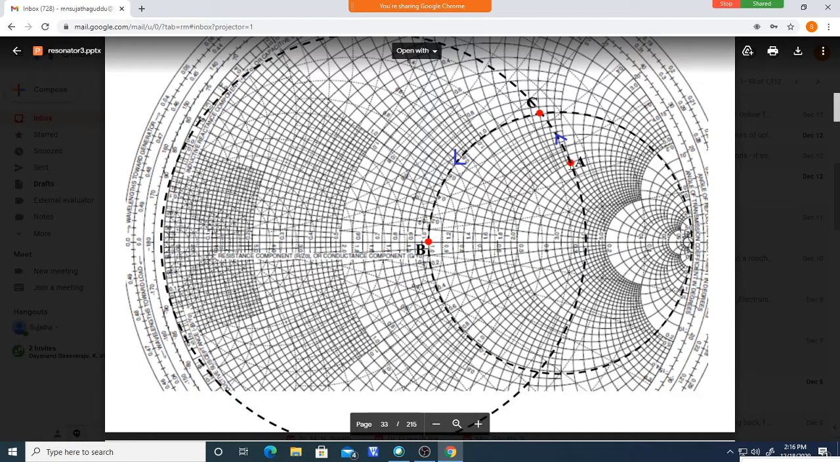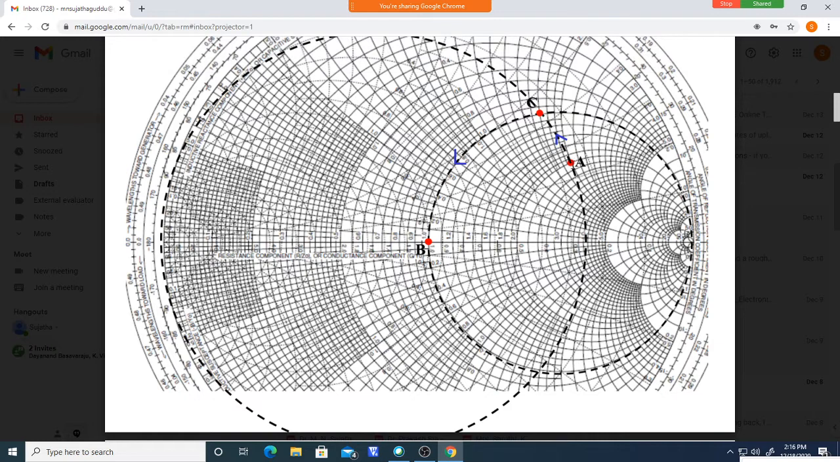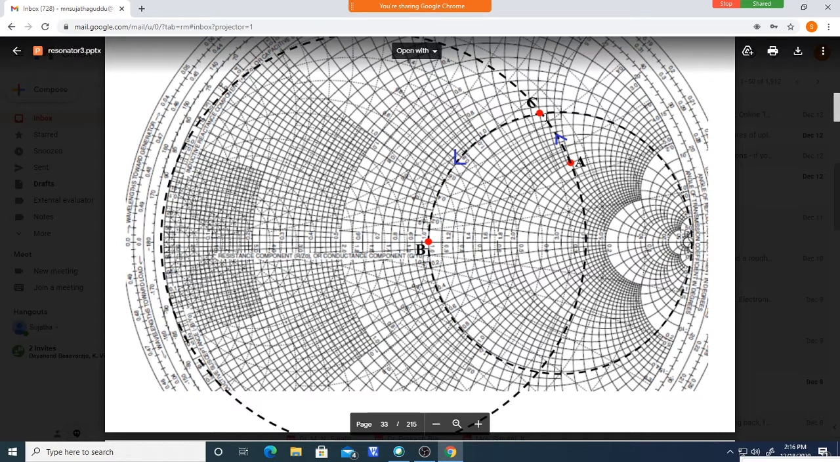This movement from A to B, A to C, adds some element. You check what element it adds. As I discussed in the previous class, moving on a conductance circle adds a shunt inductor. So a shunt inductor L will be there, and again from here, moving on the resistor circle.